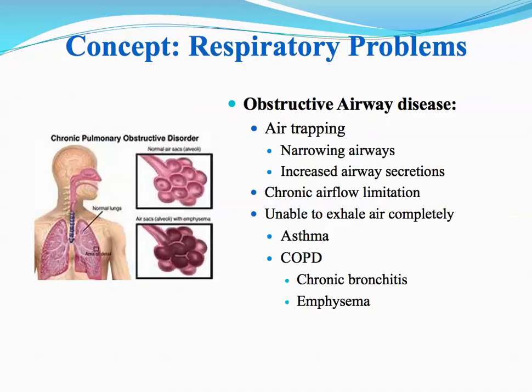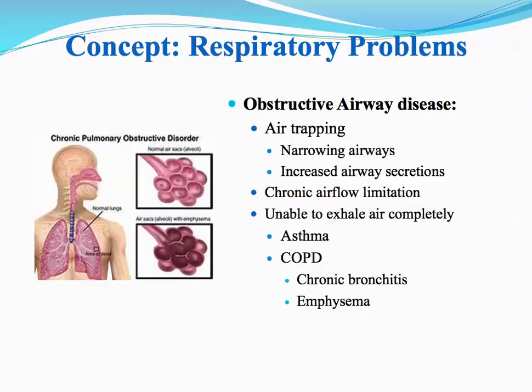With obstructive airway diseases, we have air trapping, which again is essentially a retention of air, particularly CO2, in the alveoli. And this is going to potentially cause a narrowing of the airways, especially if we have increased secretions, as you might see with chronic bronchitis or asthma. This is ultimately going to lead to an airflow limitation, again, particularly with exhaling air.